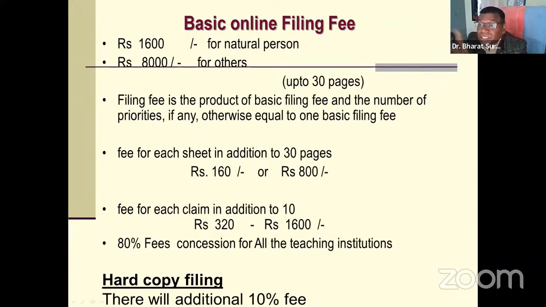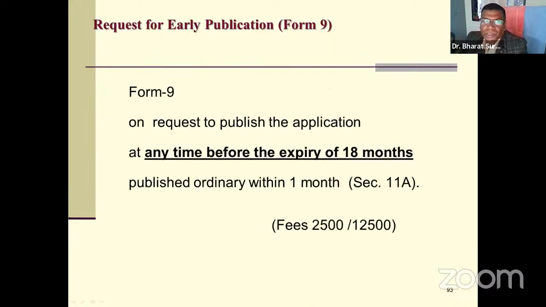Fees are already given on the website: 1,600 for a natural person, 8,000 for others, up to 30 pages. Per page, and per claim after 10, it increases. Please see carefully while you are filing the patent application.